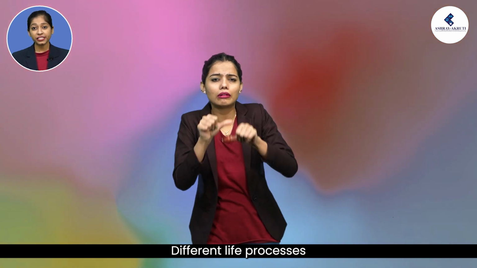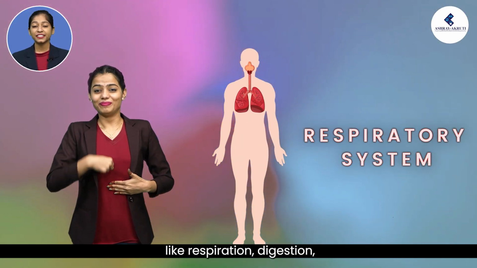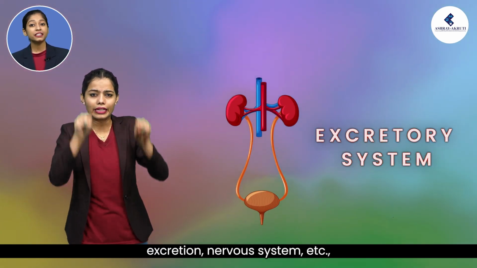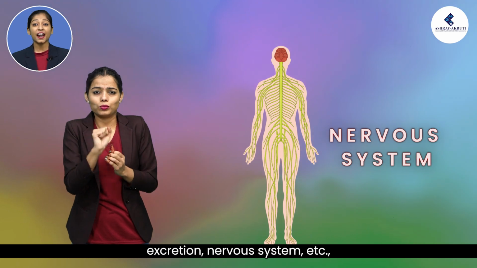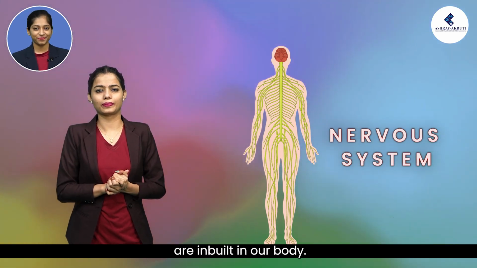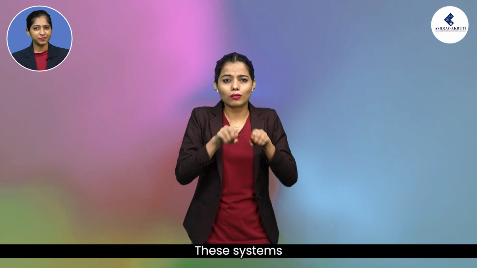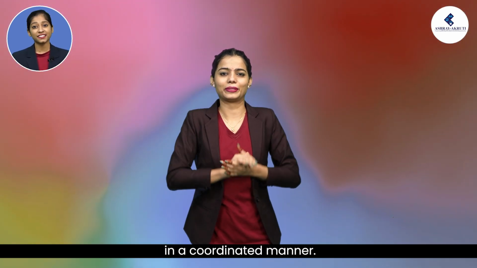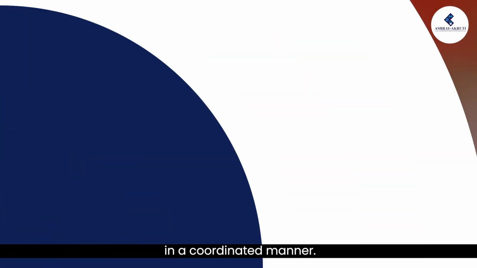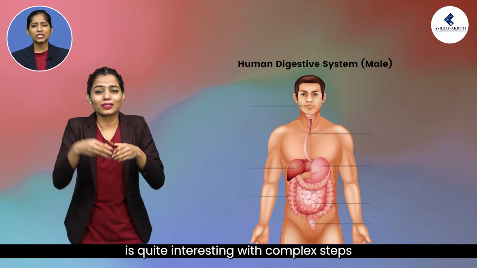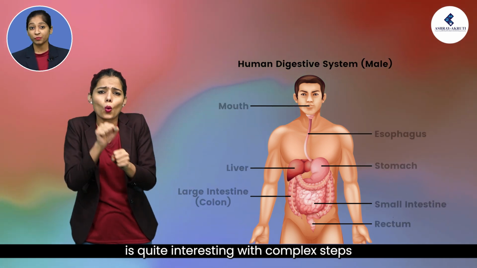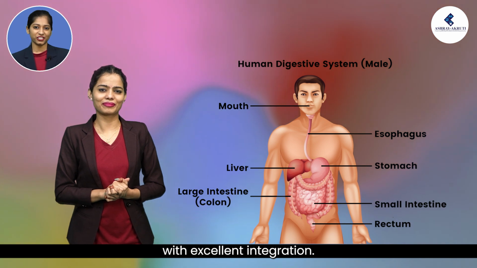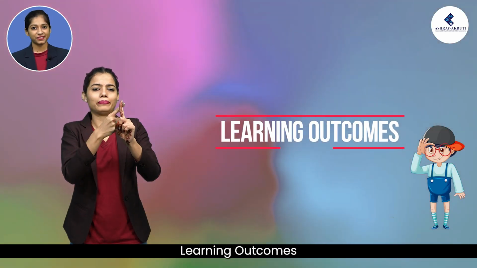Human body is a wonderful machine and has a more complex structure. Different life processes like respiration, digestion, blood circulation, excretion, nervous system, etc. are inbuilt in our body. These systems carry out their specific functions in a coordinated manner. The process of digestion is quite interesting with complex steps and works together with excellent integration.